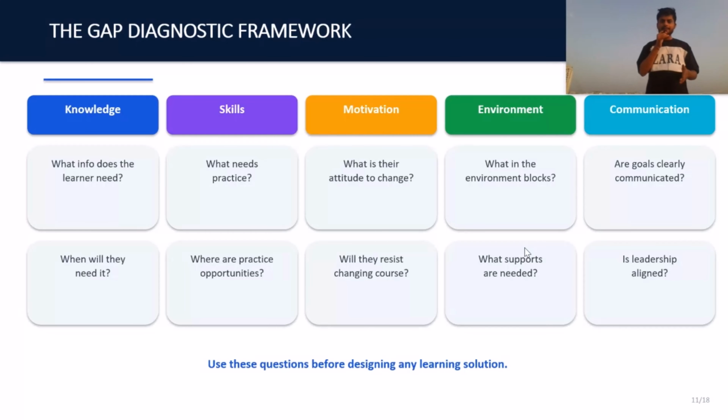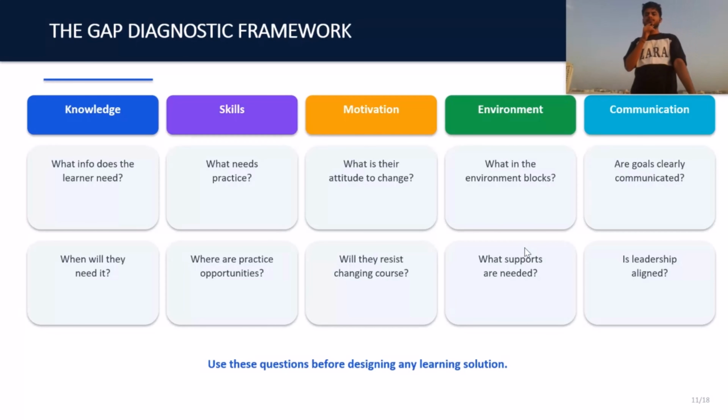If this is a skill gap, we need to identify what needs practice, what kind of practice we should provide, and where the practice opportunities are, how we can provide many kinds of practice sessions. If it is about motivation, what is their attitude to change, why are they not performing, what are the reasons, and will they resist change? And it can be about environment. If the gap is about the environment, what are the environmental blocks and what support is needed?